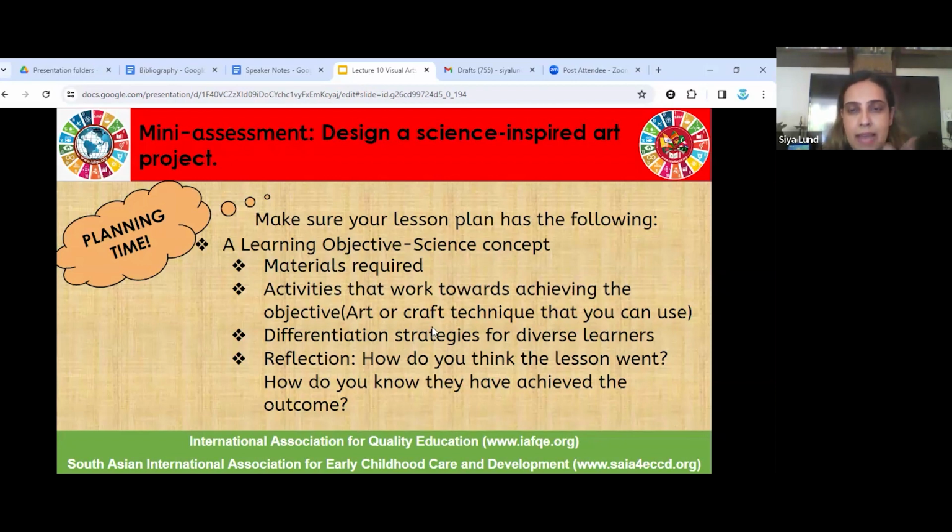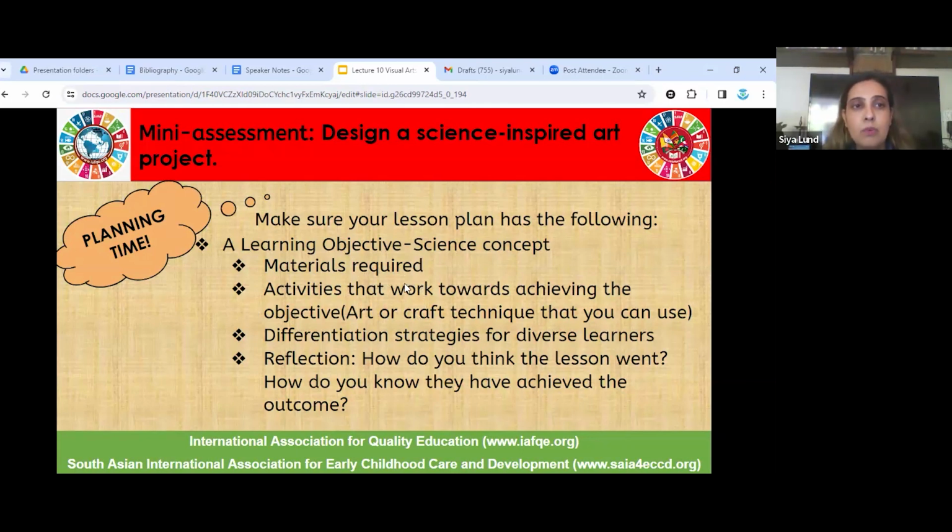But before that, your lesson plan has to have certain points. One is a learning objective, which is going to be a science concept that you're going to teach the children. It should have the materials that you need, so that your plan is to the T. The materials should be practical, whatever you're going to use. Then you need to know what art activity or craft technique you will use, via which they're going to achieve the learning objective.